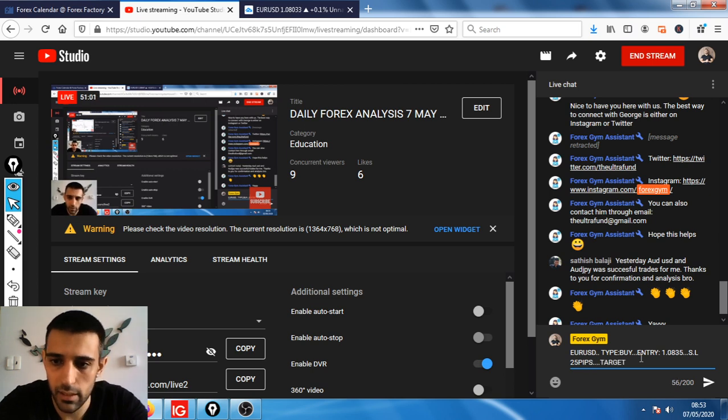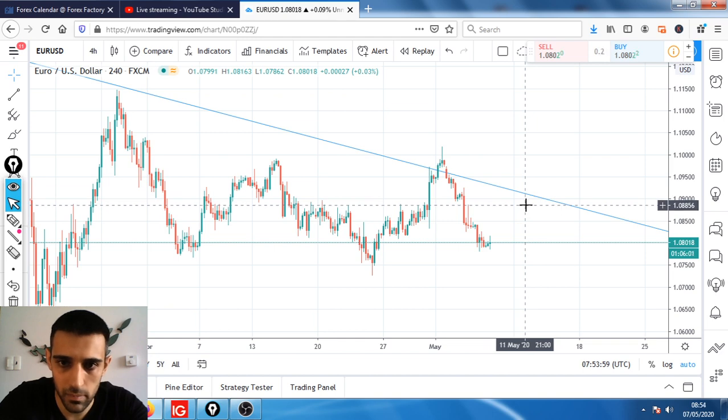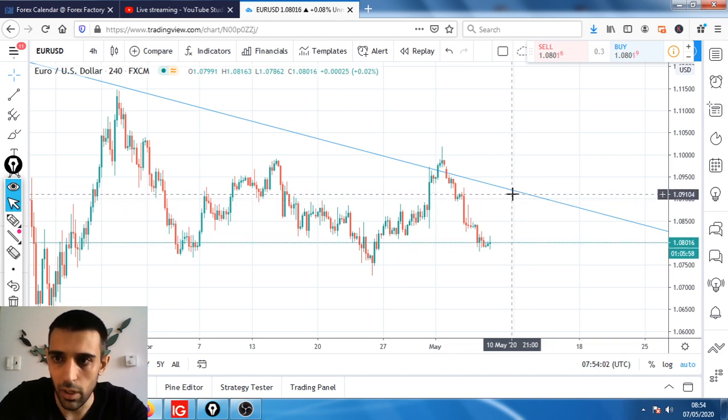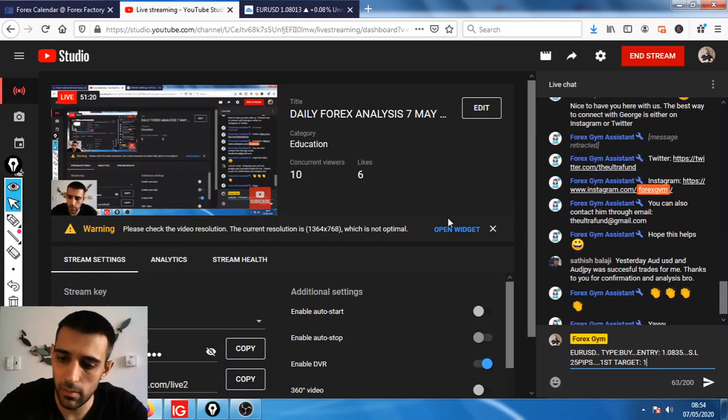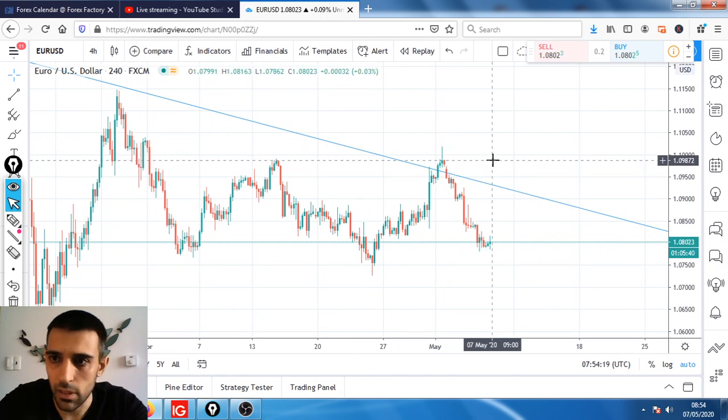And the targets. So we've got two targets in here. First target, which one did I say? The first target was up to this level, 109.10. So 109.10 is the first target, and the second target, I believe, was up to this level. It was at 109.85.